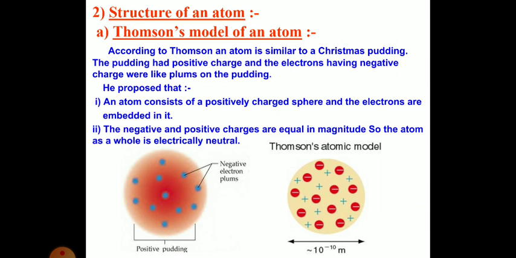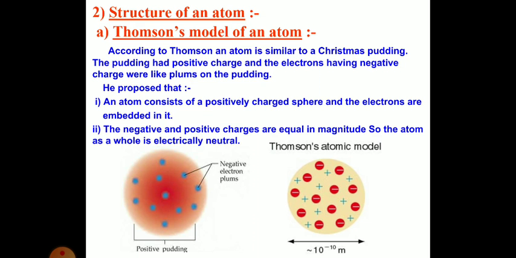You will notice the negatively charged electrons which are present in the positive pudding, and they are shown with the blue dots. According to his imagination, he proposed that an atom consists of a positively charged sphere and the electrons are embedded in it. And in the second point, he proposed that the negative and positive charges are equal in magnitude, so the atom as a whole is electrically neutral.